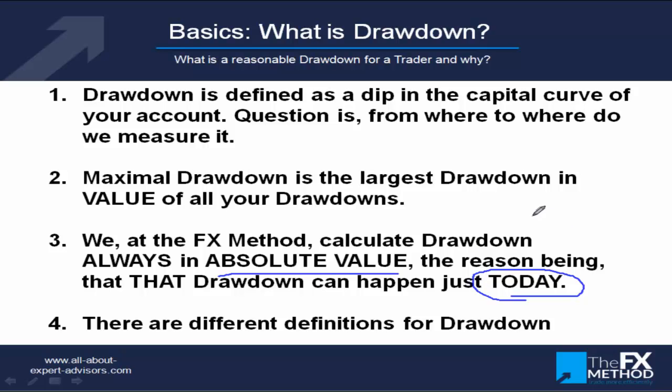And the black swans, these terrible situations that happen in statistics and in life and in economics, you name it, they always happen today when you really want them. So it's better you calculate them this way. So besides that, there are different definitions for drawdown, and I'm going to give you 3 of them.